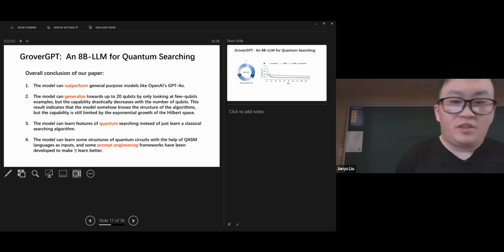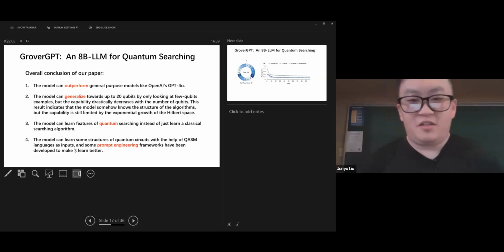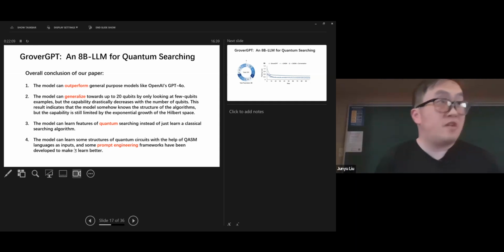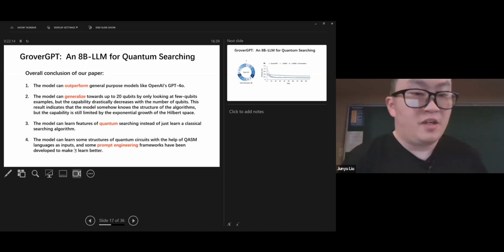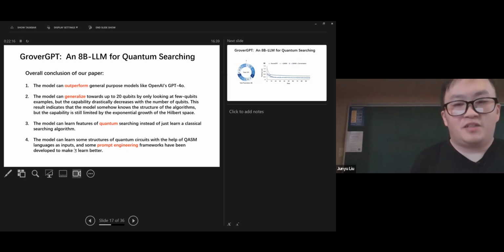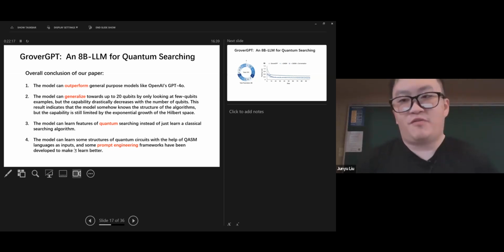We also found, at an earlier stage of our project, that if we can improve the QASM language to some degree, some prompt engineering framework can be developed to make the algorithm perform better.